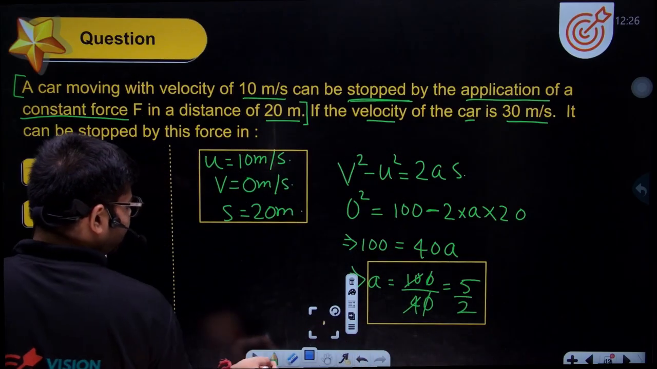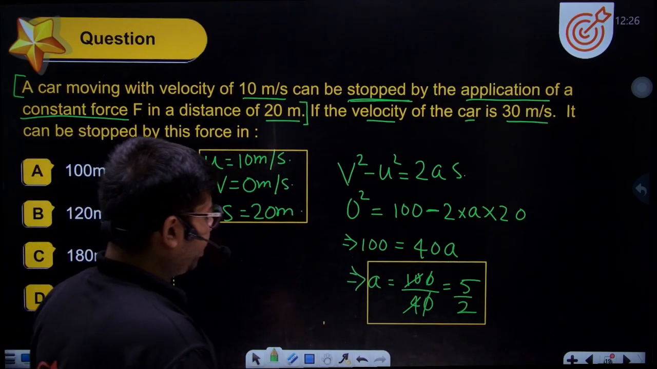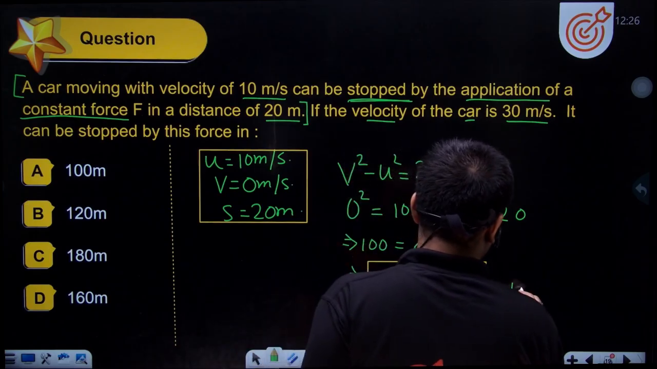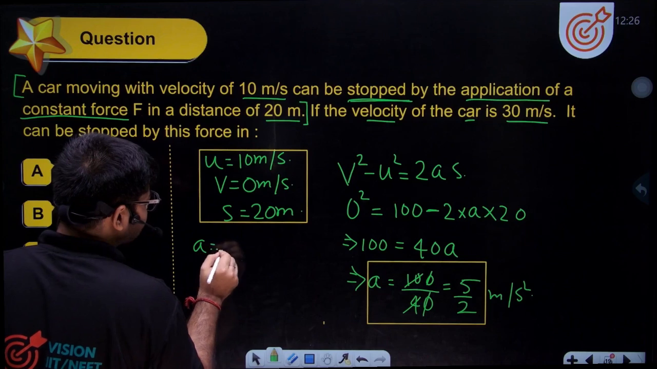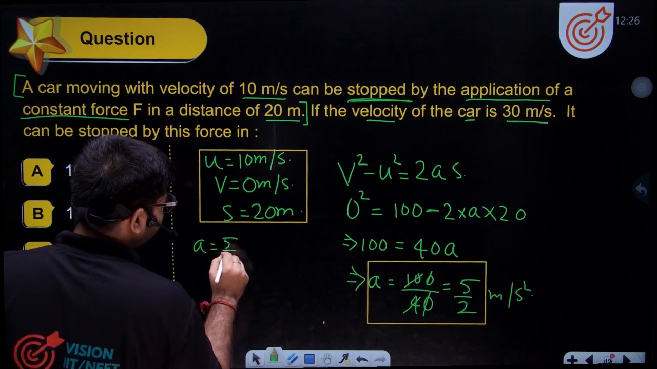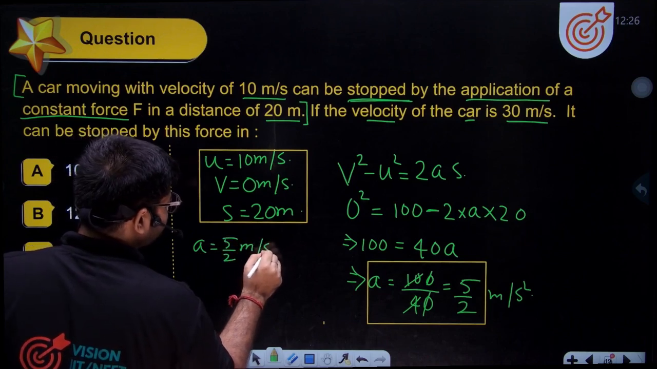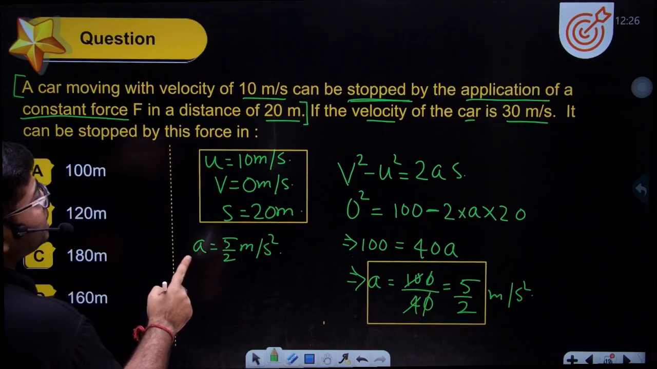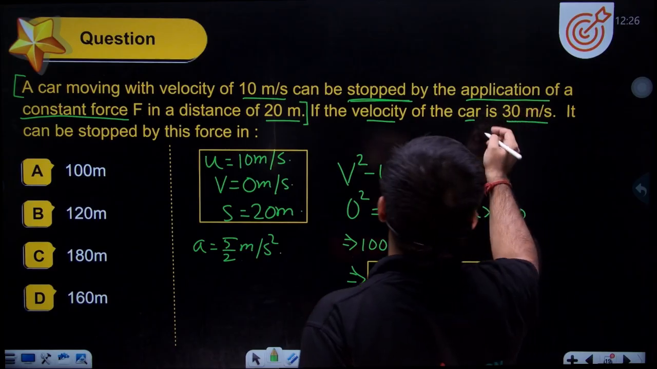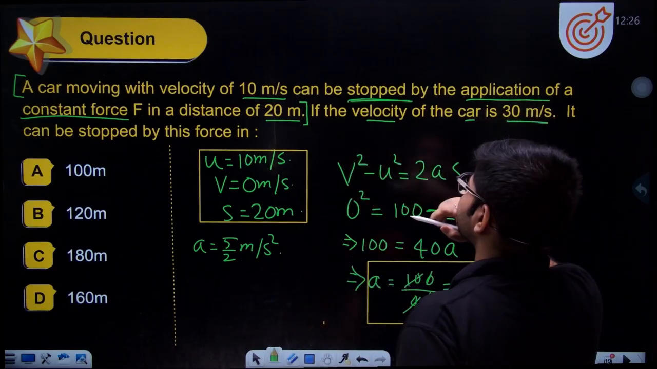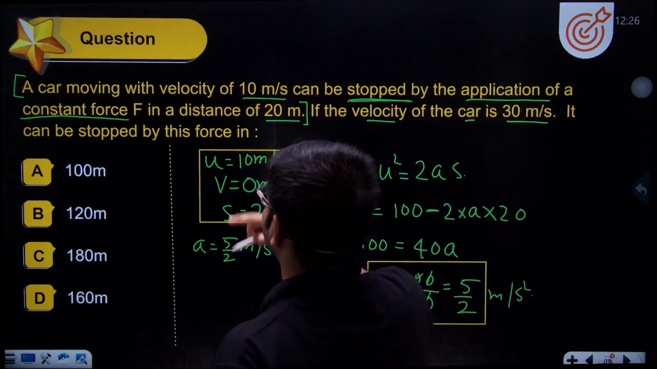So this is the value of the acceleration that you are getting. The acceleration is 5/2 meter per second square. You can write it. Now this acceleration is the same. Here the velocity of the car in part 2 is 30 meter per second. It can be stopped by this force.